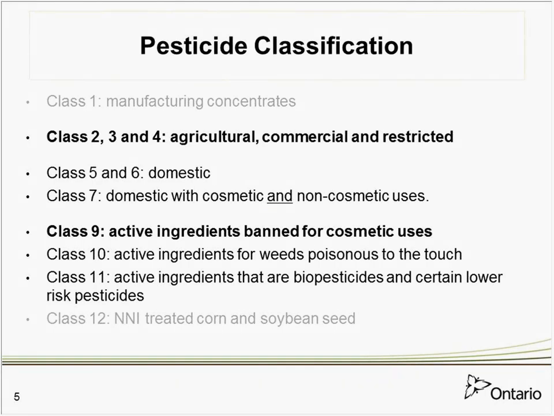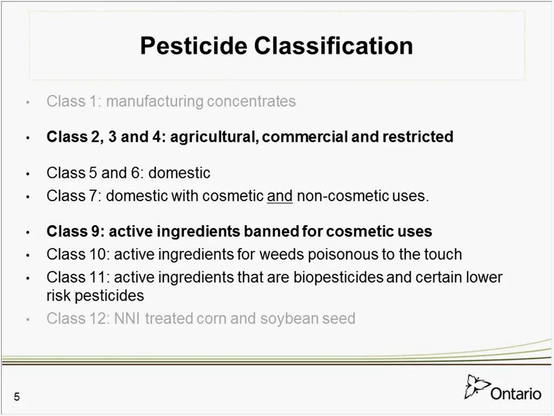The first part is the pesticide classification. In Ontario, there's two pesticide classes. Class 1, which is manufacturing concentrates, isn't really part of this webinar. And also Class 12, which are the neonicotinoid treated corn and soybean seeds, is not being discussed here at all. The main ones that we will be looking at and keep in mind as we move forward are Class 2, 3, and 4, which are agricultural, commercial, and/or restricted classes.